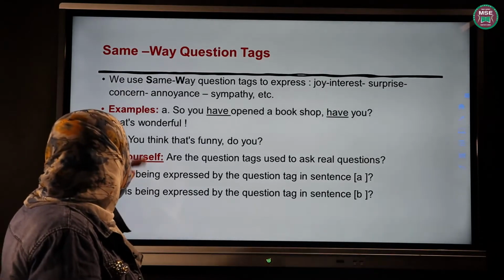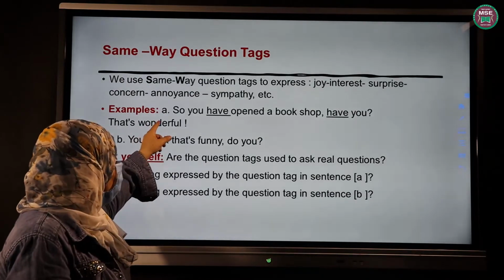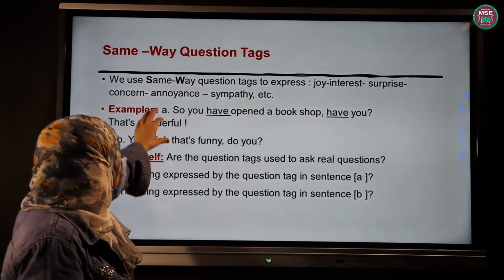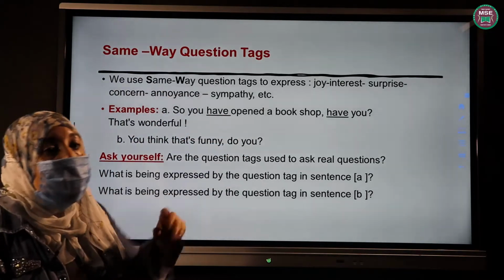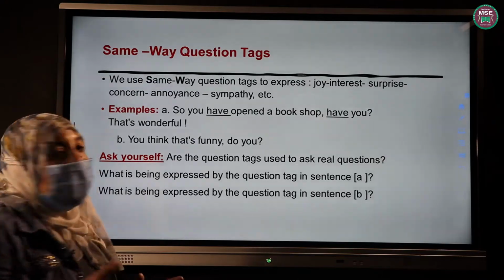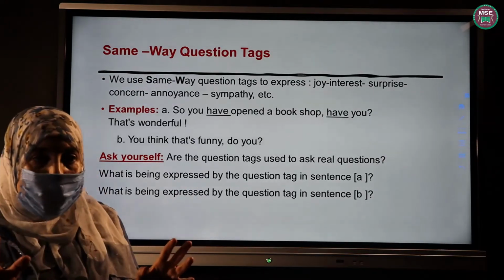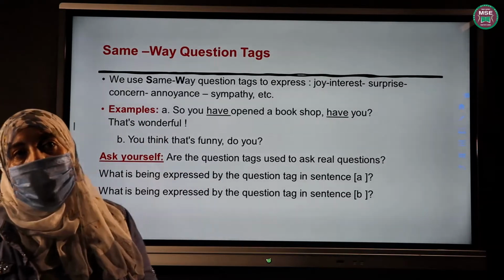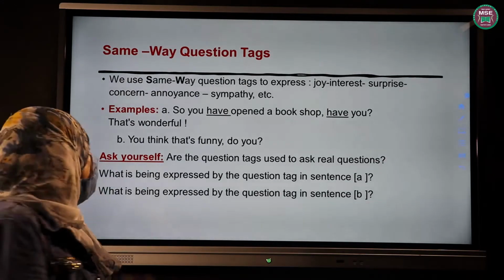If we look at the examples, look at example A. So, you have opened a bookshop. What is it supposed to be if we are talking about the normal structure of the question tag? So, you have opened a bookshop, haven't you? This is the normal structure of the question tag.